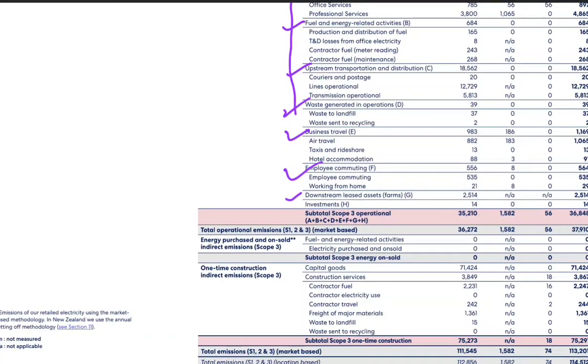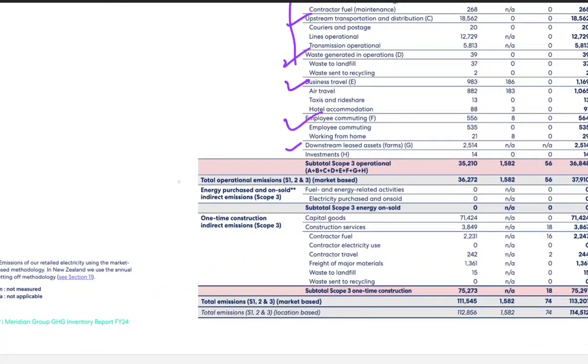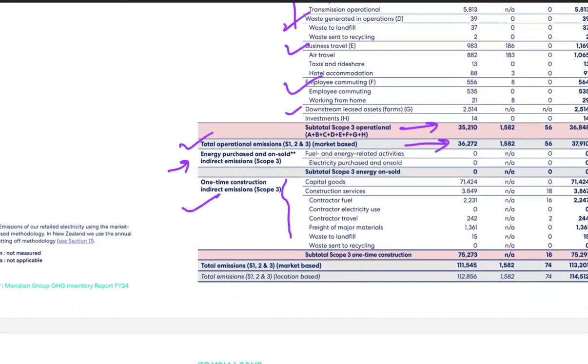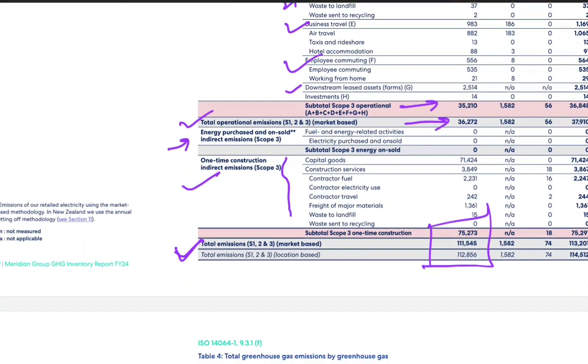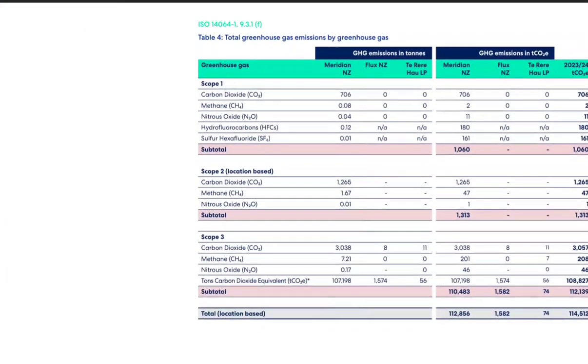Then we come to the total operational emissions, scope 1, 2, 3, market based. You can see this, and also the energy purchased and sold indirect emissions. Sorry, scope 3. So the details are available. One-time construction indirect emissions also, the details you can see. Then totaling all based on market based and location based. So this is the calculation.